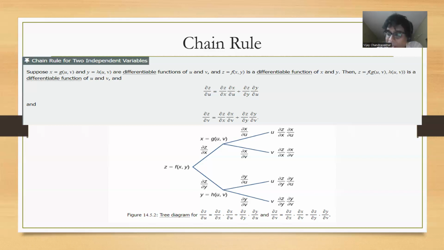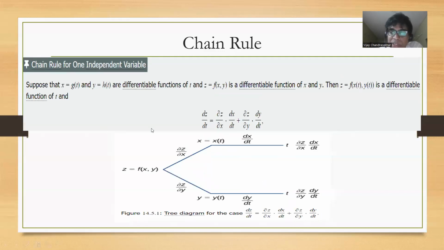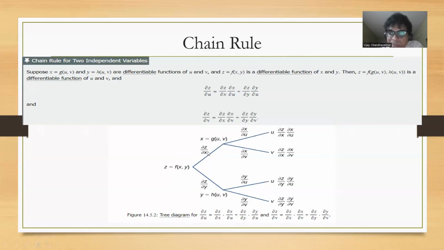Dou z by dou x. So this is no different from what we saw here. You see here, dou z by dou x, dou z by dou y. Right? Dou z by dou x, dou z by dou y. No difference at all.